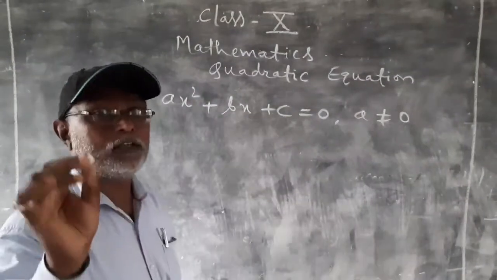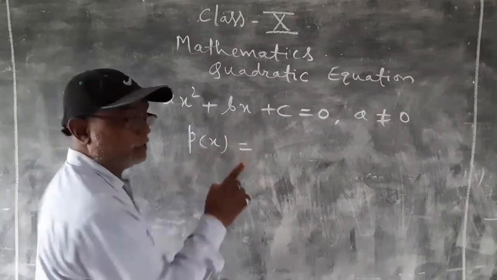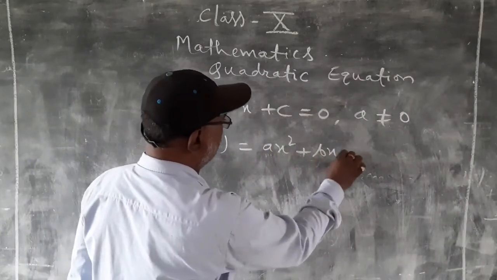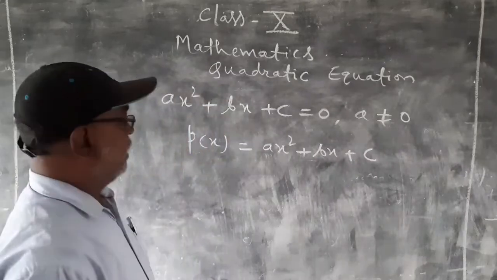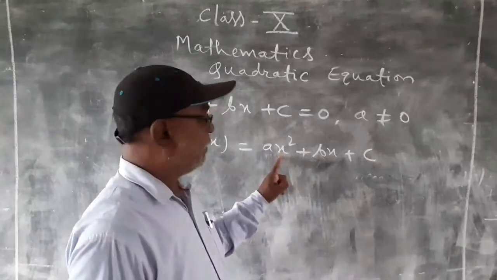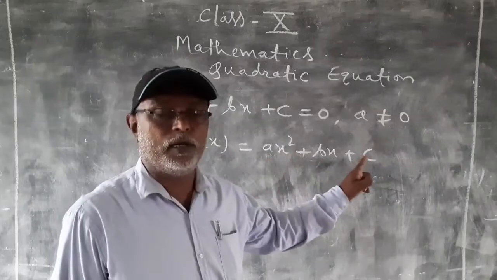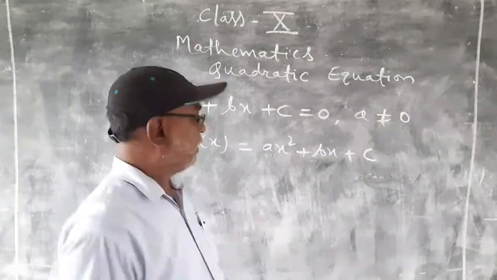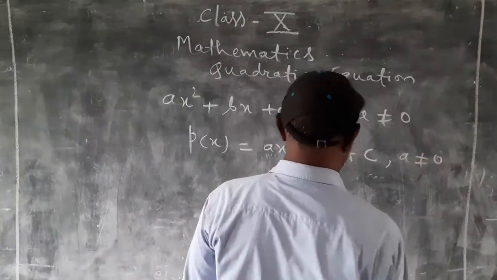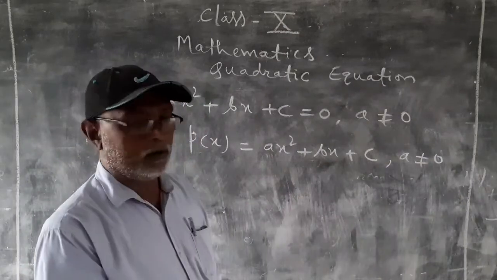We have learned in the case of polynomial Px. Suppose Px is a polynomial and it is written in the form of ax square plus bx plus c, where a, b and c are real numbers and x is a variable. Now this polynomial is termed as a quadratic polynomial if a is not equal to 0.